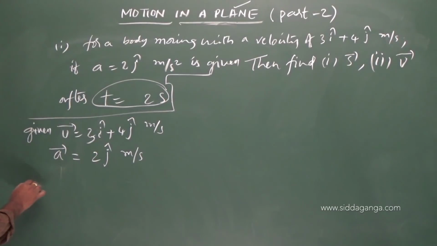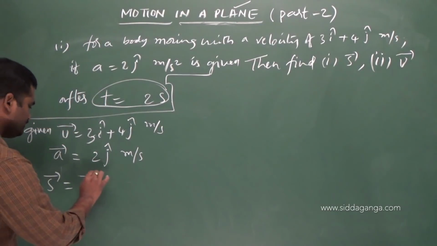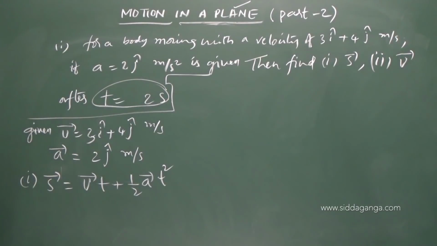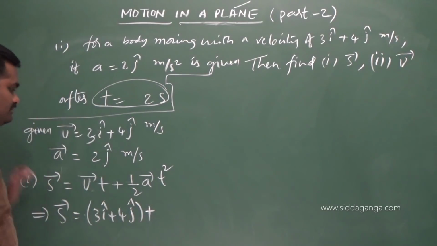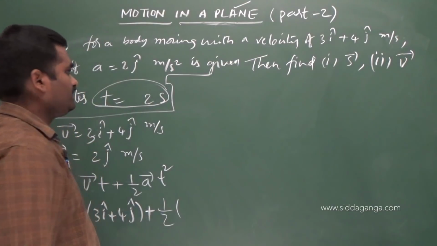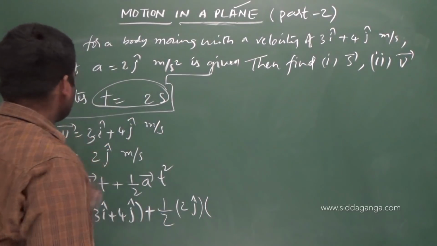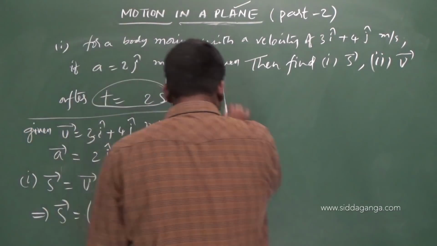First of all, the displacement. What is the formula for displacement? Displacement is u into t plus half a bar into t square. Substituting, s bar equals u, which is 3i cap plus 4j cap, plus 1 by 2 into a bar, which is 2j cap, into time 2 seconds, so 2 square. Simplify this.